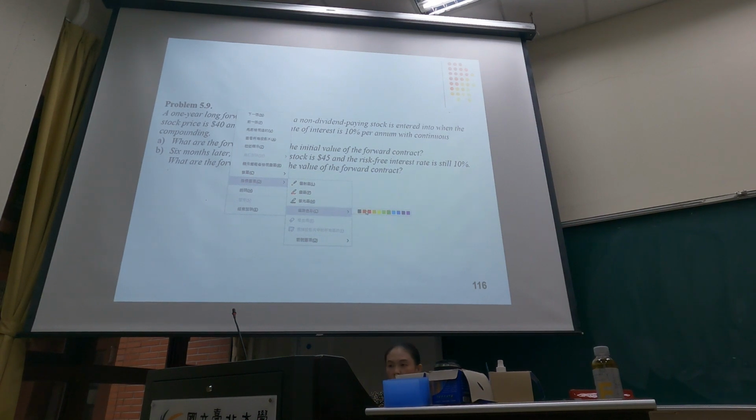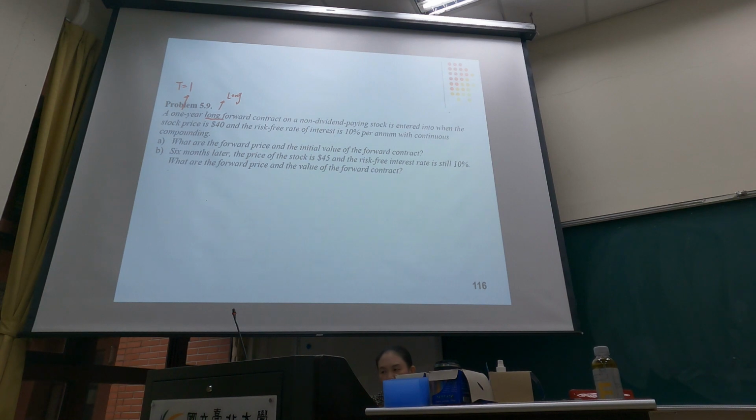Now, let's try out this example here. A 1 year. When you read this question, you have to be careful because you know that long position and short position have different formulas, right? So distinguish whether you are standing at long or short. So a 1 year long tells you T equals 1, and this tells you that you have a long position.